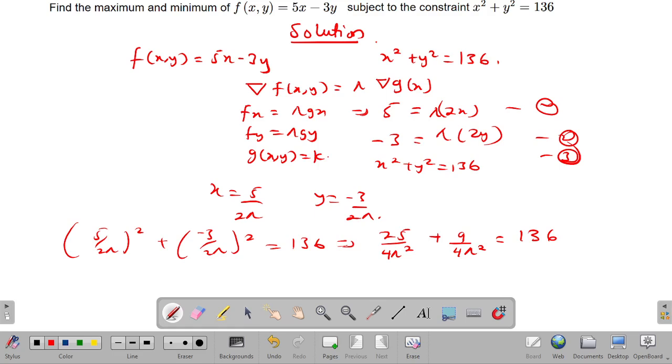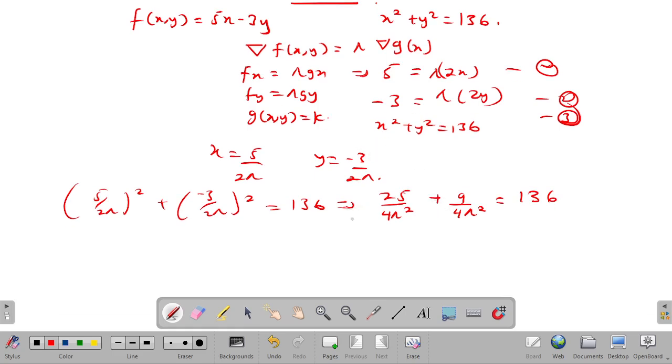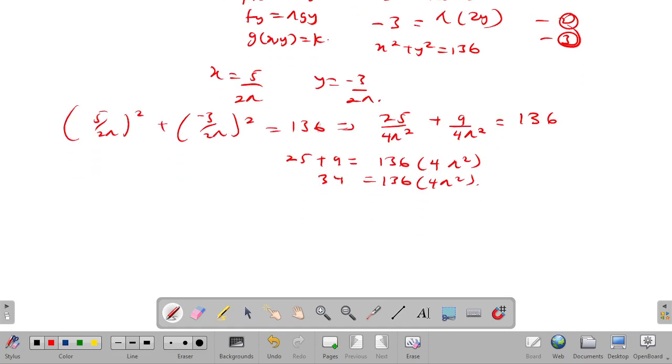So here you take away the 4 lambda squared, then we simply have 25 plus 9 is equal to 136 multiplying 4 lambda squared. This gives me 34 is equal to 136 multiplying 4 lambda squared. So is there a way to simplify this? 136 over 34, is it divisible? The answer is 4. You can see that 34 goes into 136 4 times. So 1 is equal to 4 multiplying 4 lambda squared.